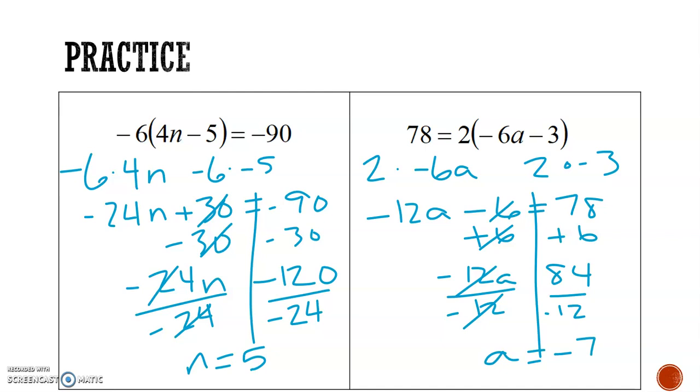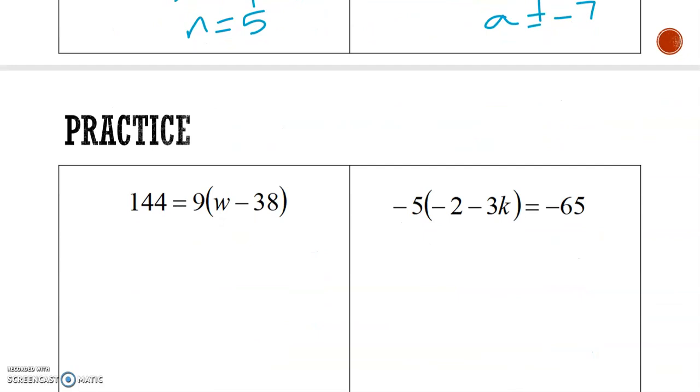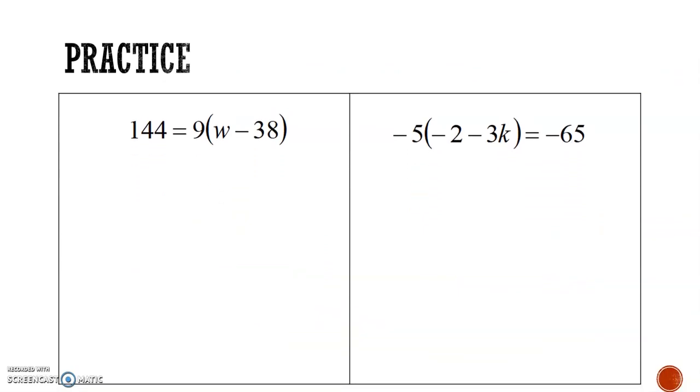All right, so hopefully you did well on these two. Let's go ahead and try 2 more. So again, pause the video, try these on your own. When you're done, unpause it and listen to the steps that I did.